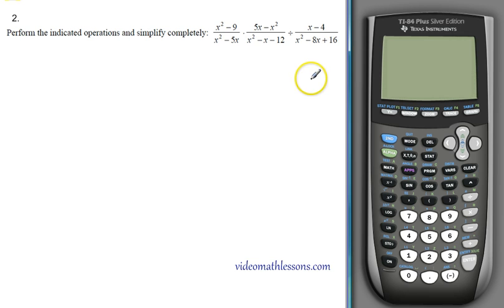Let's try another one. All right, we have 3 parts this time. Same rules. Factor, cancel, clean up. Now, whoever's after the division, this is the one we're going to flip, the one after the division. And that's how we're going to change it. It's always going to be multiply. All right, so let's run down the line here. x squared minus 9 is x plus 3, x minus 3.